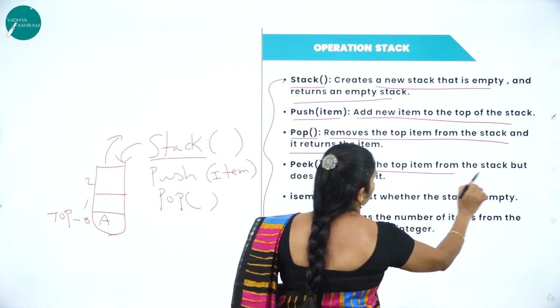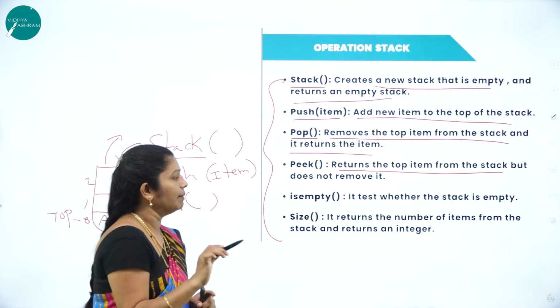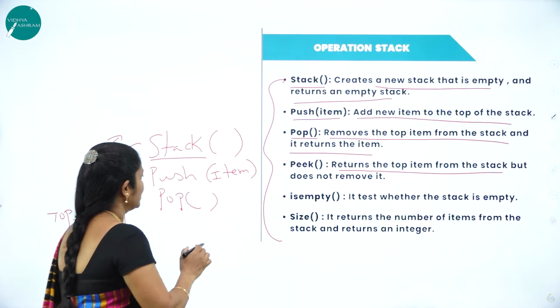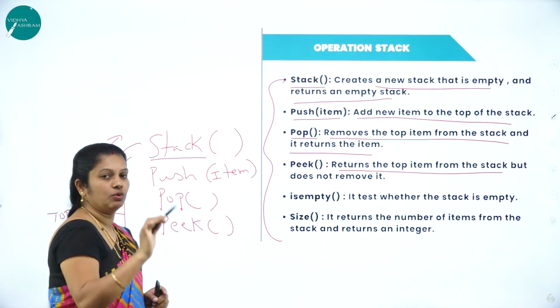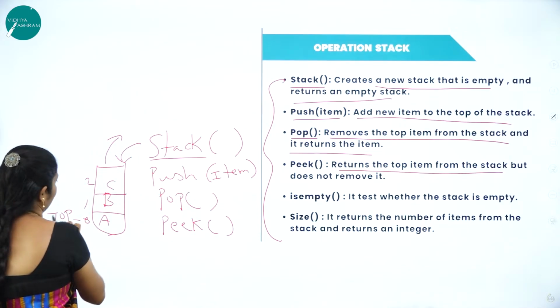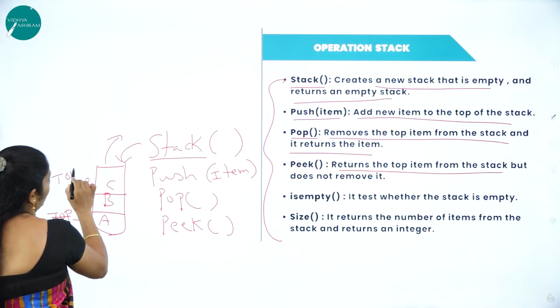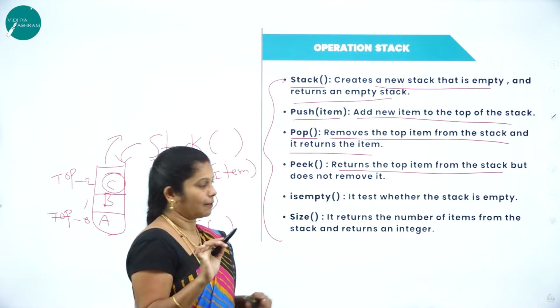Then the peek function helps to return the top item from the stack, but it does not remove it. This peek function just tells you which is the topmost element in the stack. For example, here we have A, B, C. Then this 2 represents the top. It just tells you what is the topmost element in the stack.